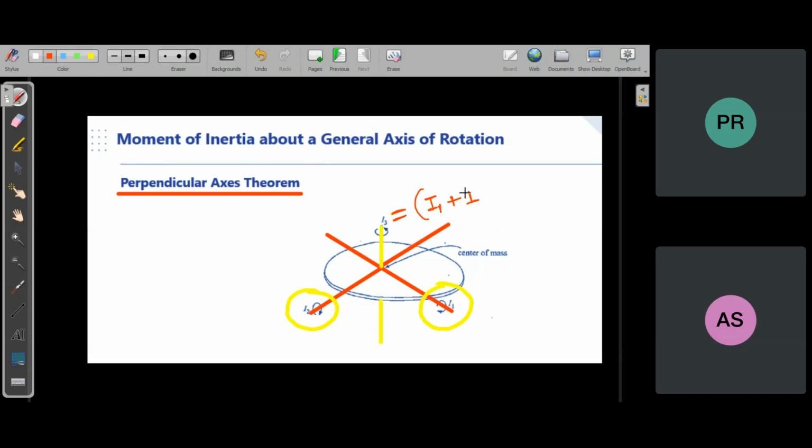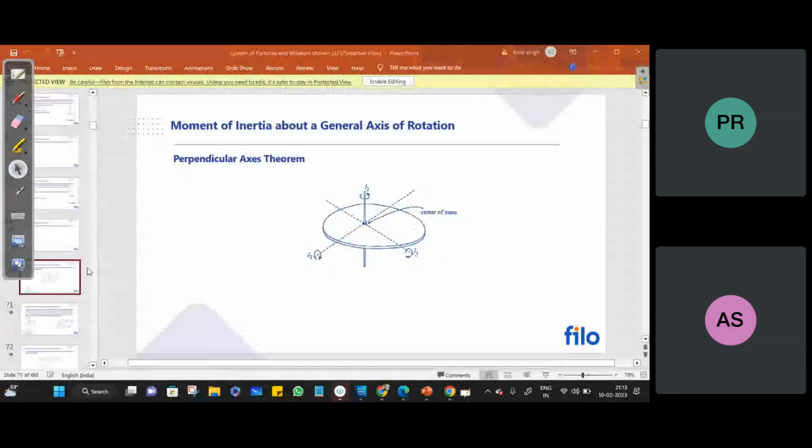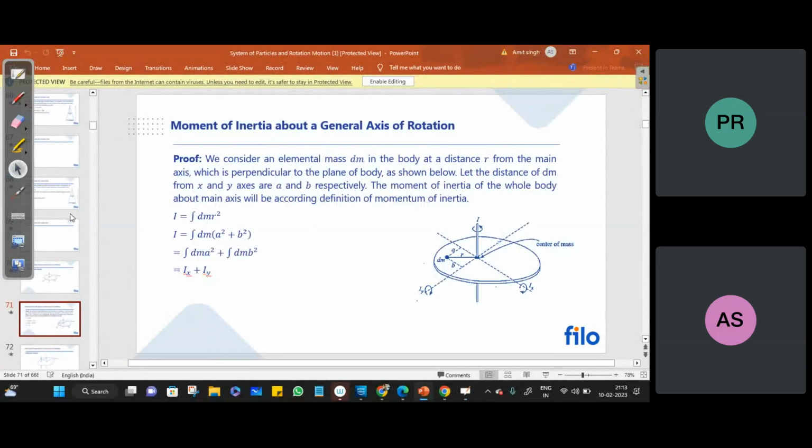So first of all, I1 and I2 are the moments of inertia of the body about any two axes which are in the plane of the body, but they should be mutually perpendicular. Then the moment of inertia about the third axis, which is perpendicular to the plane of the body, meaning it is perpendicular to both the axes and passing through their point of intersection, is equal to I1 plus I2. So that is your perpendicular axis theorem.